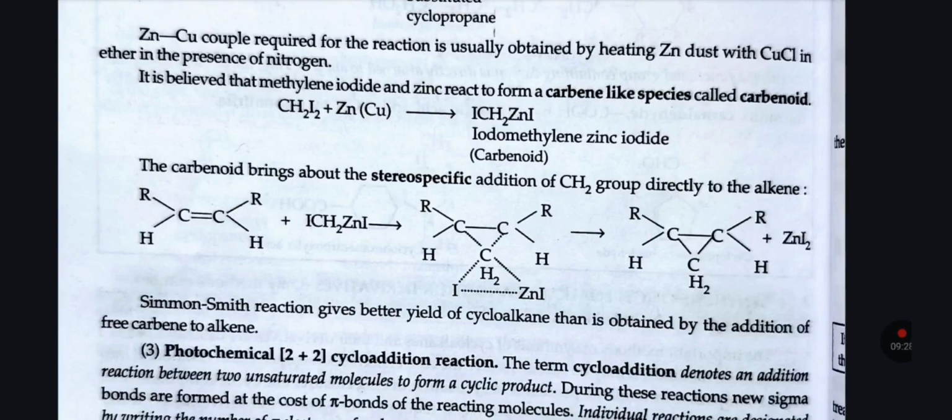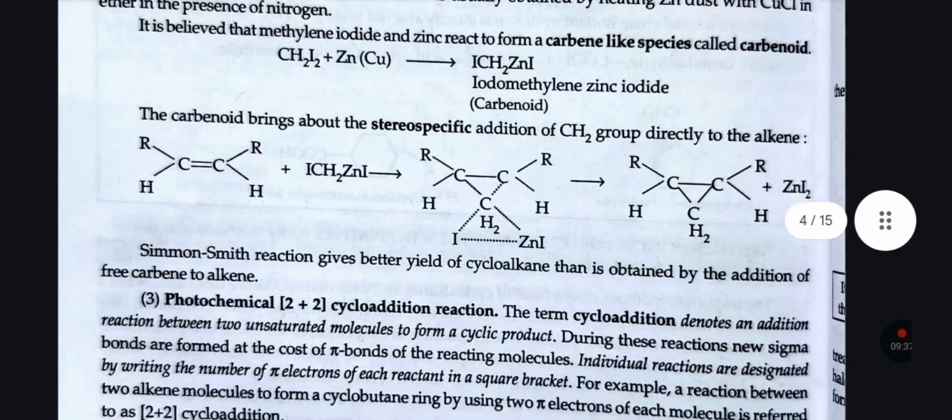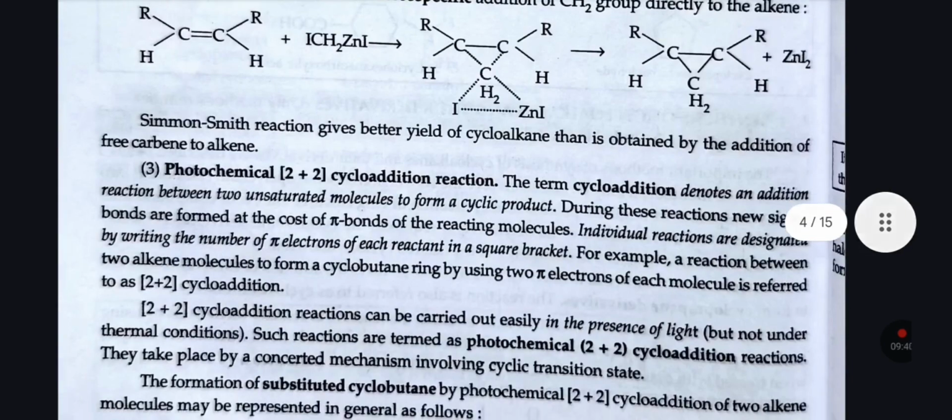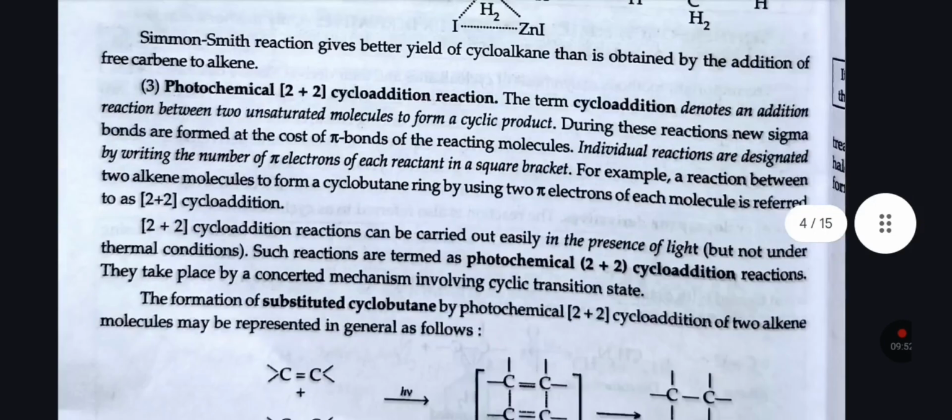The carbenoid brings about the stereospecific addition of the CH2 group directly to the alkene, as shown in the reaction. The Simmons-Smith reaction gives a better yield of cycloalkane than is obtained by the addition of a free carbene to the alkene.